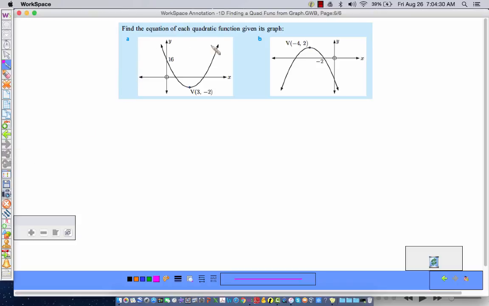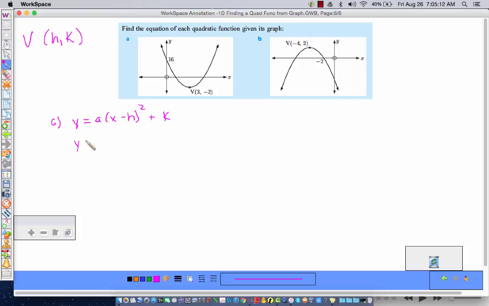Find the equation of each quadratic function given its graph. Okay, boys and girls, we know the vertex. So that means, this is actually, I think, the easiest. We can put this in vertex form, which is y is equal to a times x minus h, the quantity squared, plus k. And remember, that is where the vertex has the coordinates h, k. All right, so what can we do? Well, we replace h with the x coordinate of the vertex and k with the y coordinate.